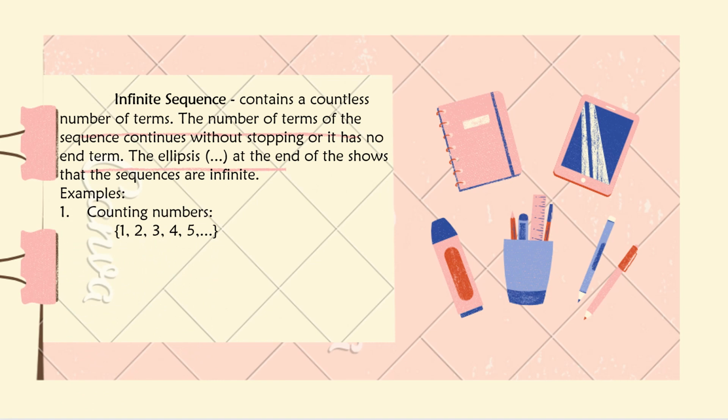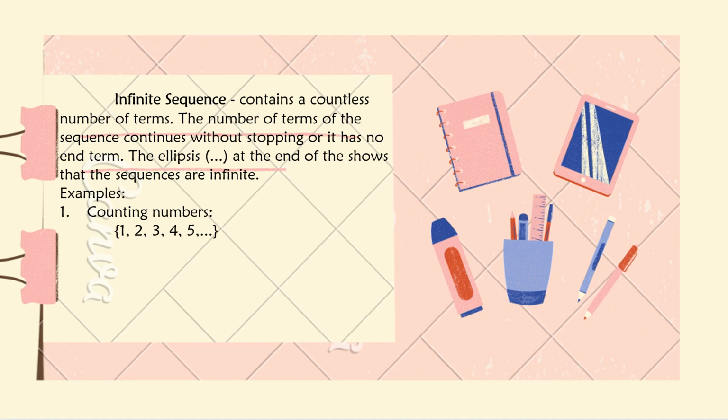Next, we have infinite sequence. It contains a countless number of terms. The number of terms of the sequence continues without stopping, or it has no end term. The ellipses, that is the symbol for ellipses, at the end shows that the sequences are infinite.